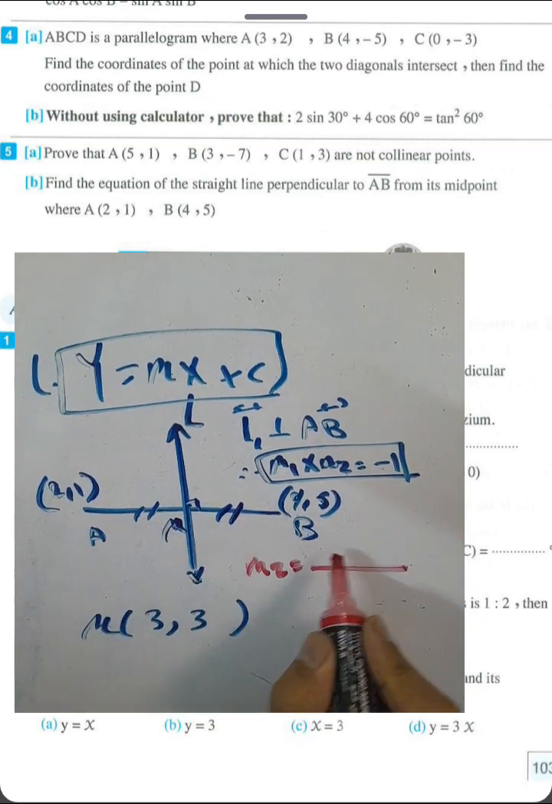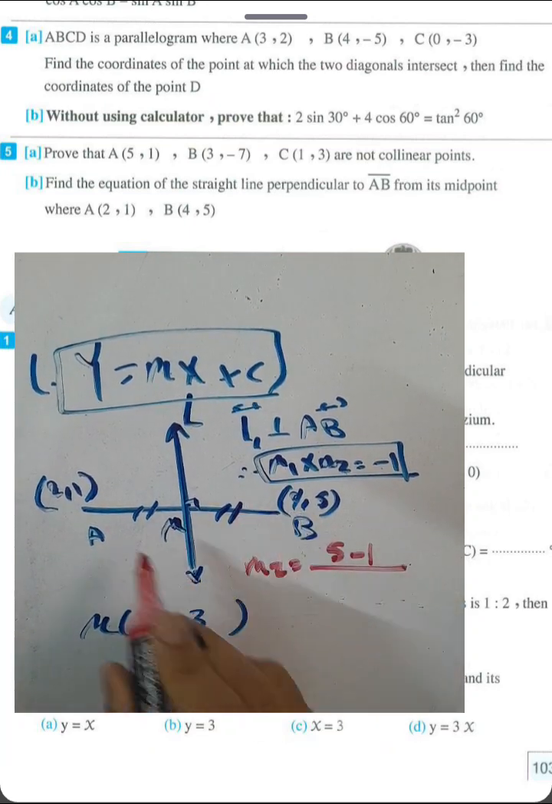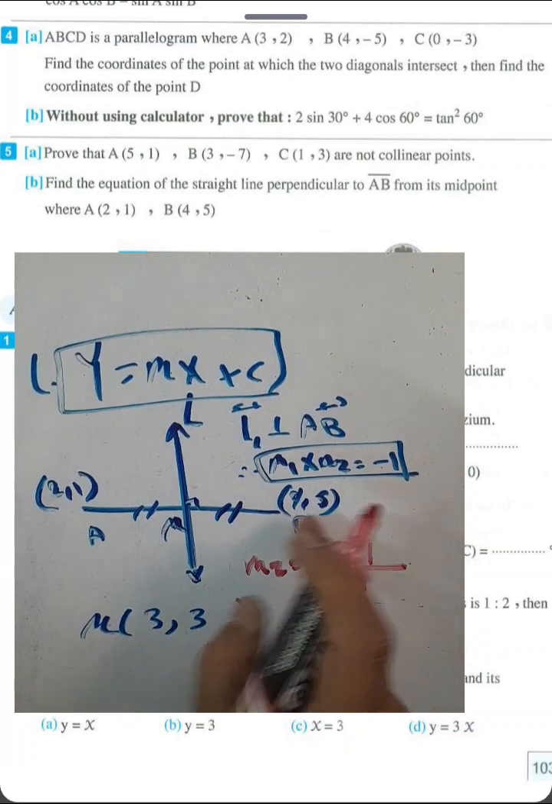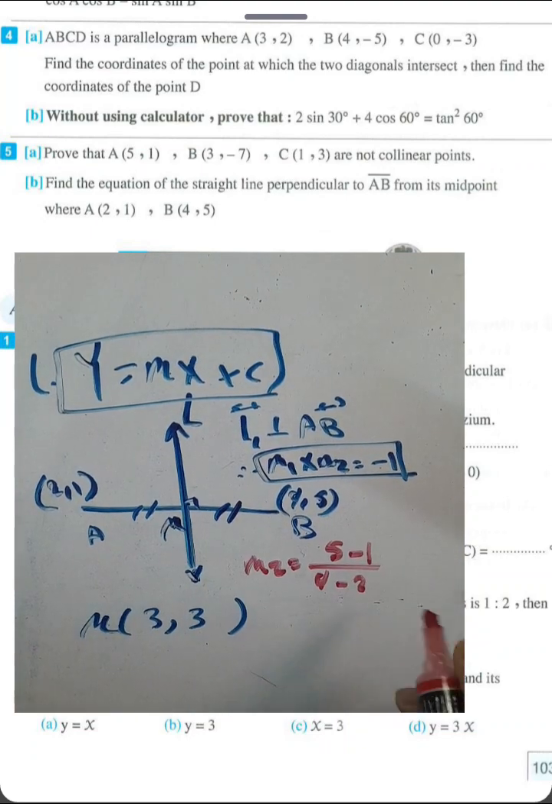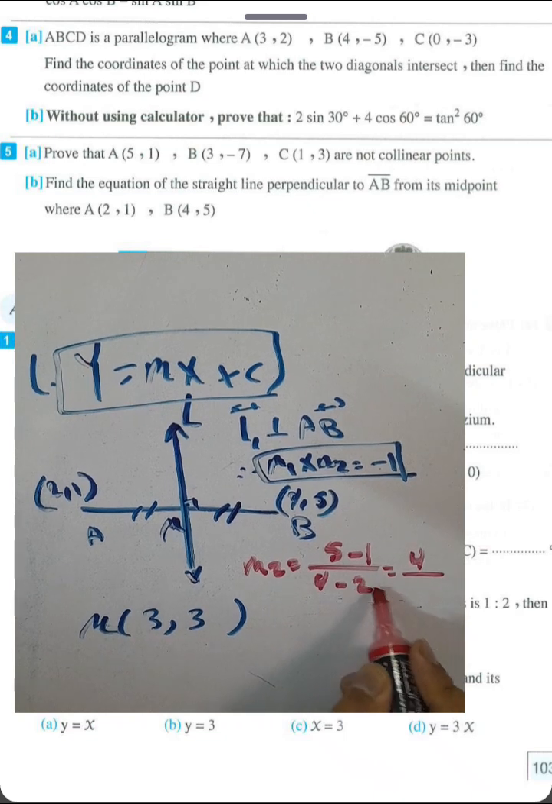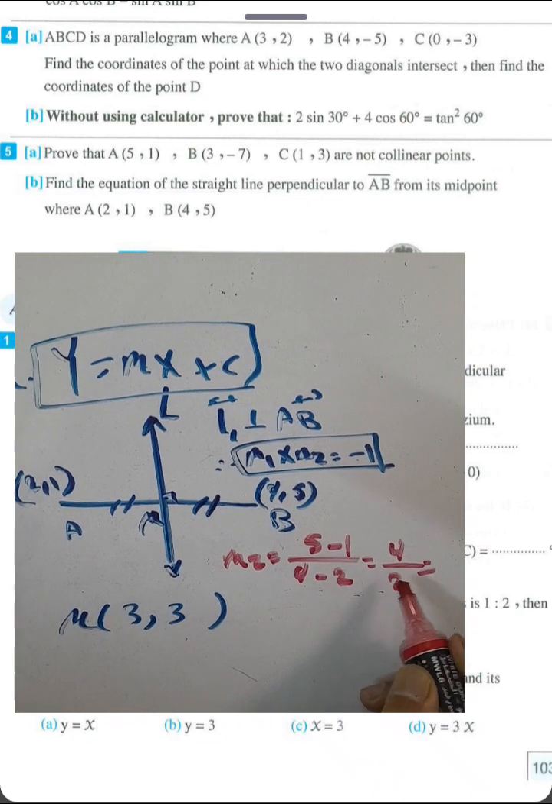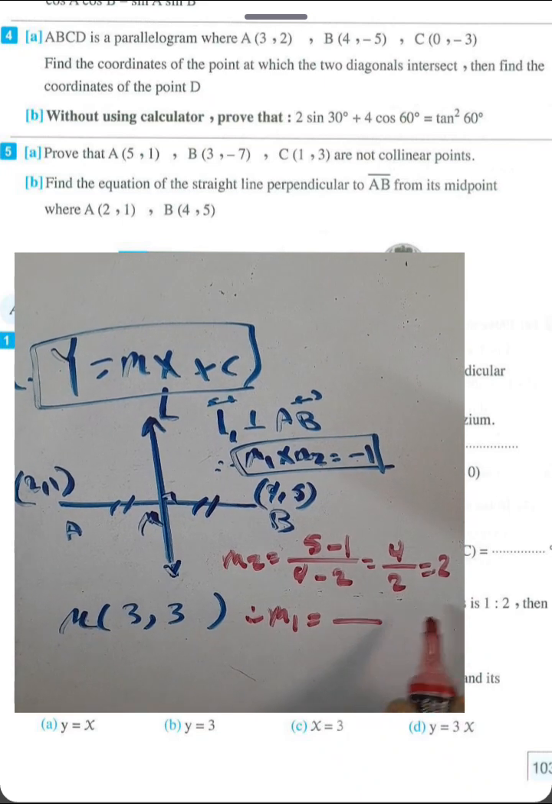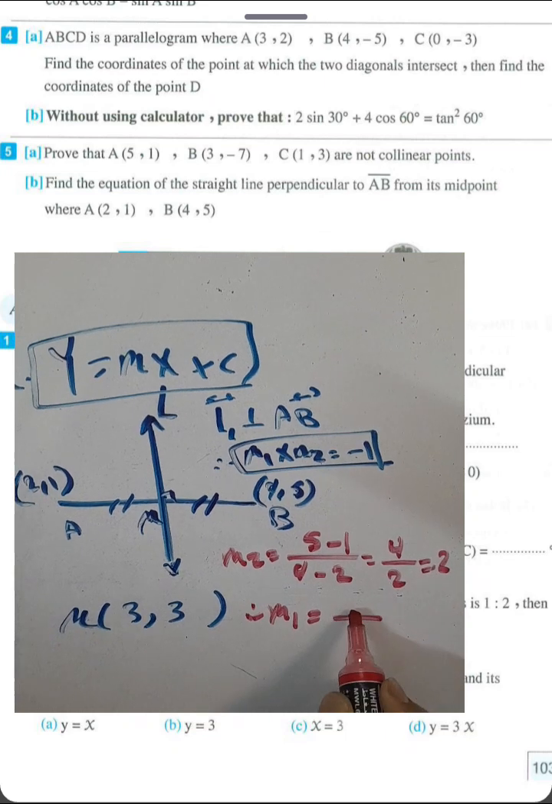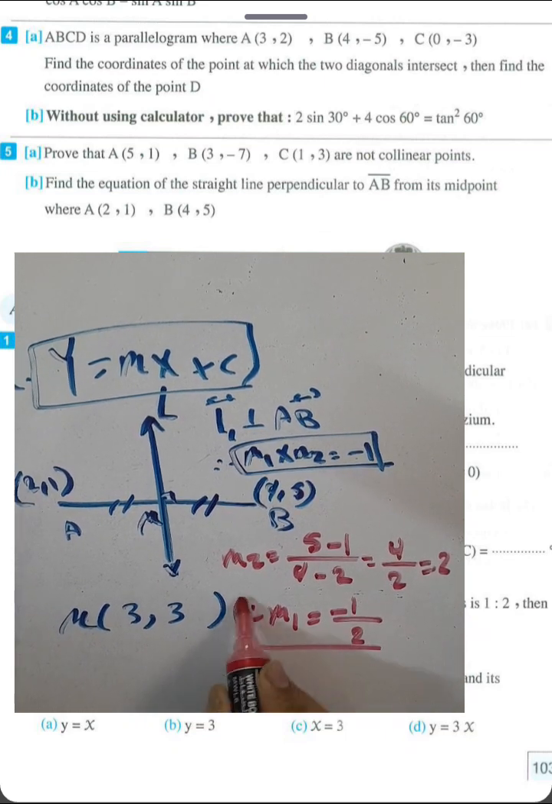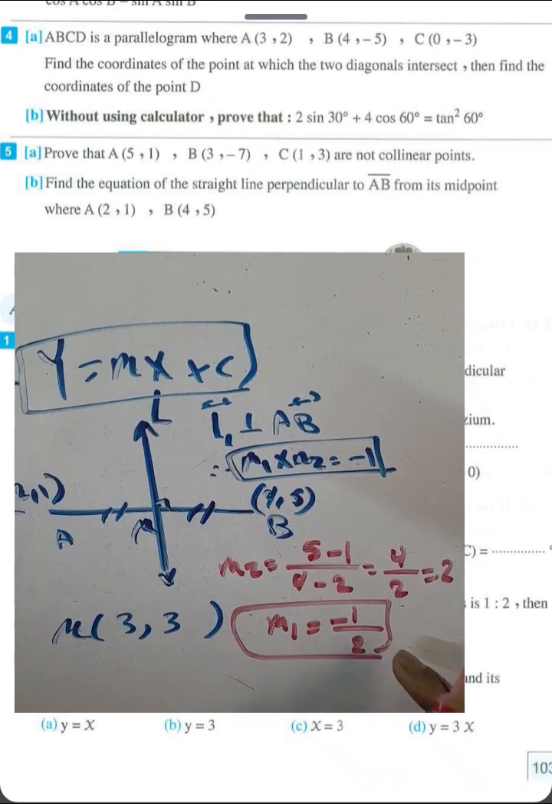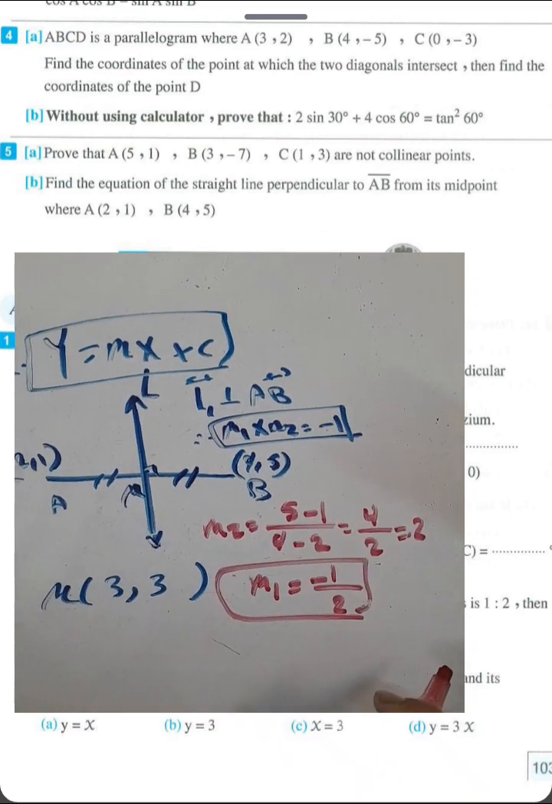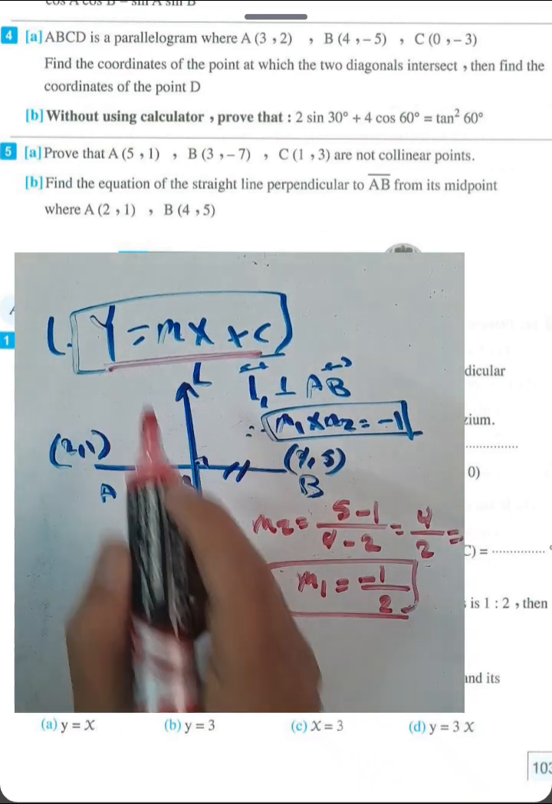Y2 minus Y1 over X2 minus X1: 5 minus 1 over 4 minus 2. 5 minus 1 equals 4, and 4 minus 2 equals 2. Then 4 divided by 2 equals 2. Then we can find slope 1: take the inverse of the number 2, which is 1 over 2, and change the sign.